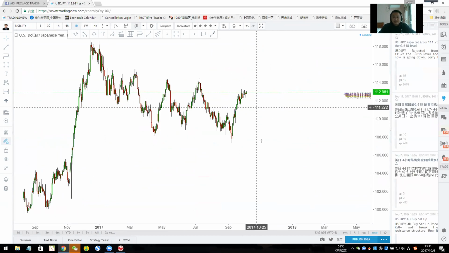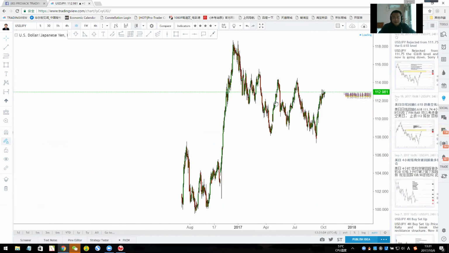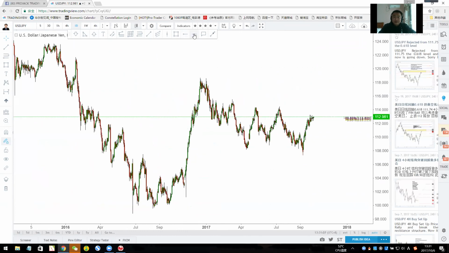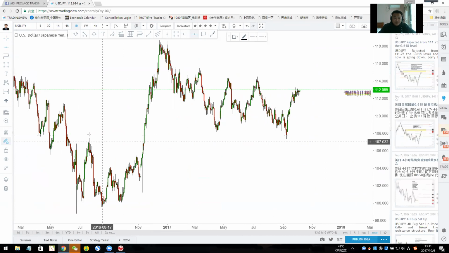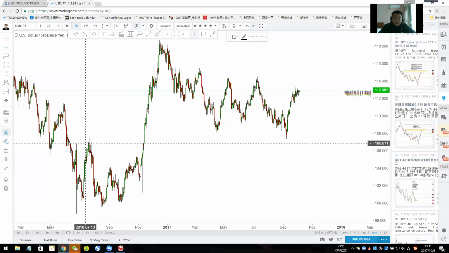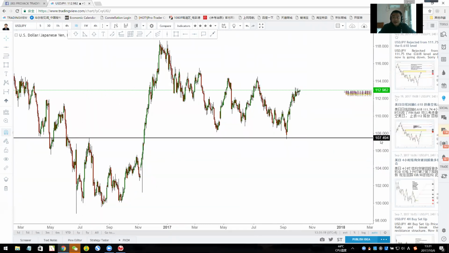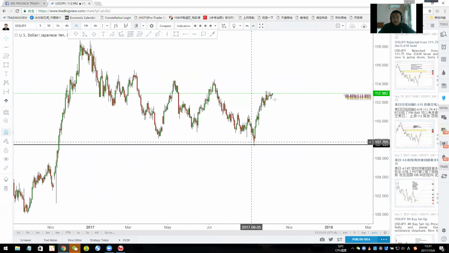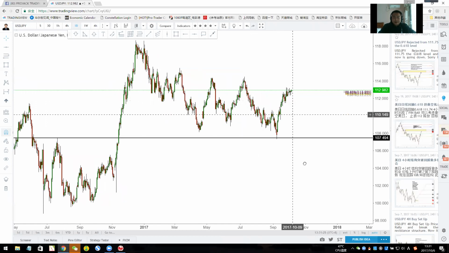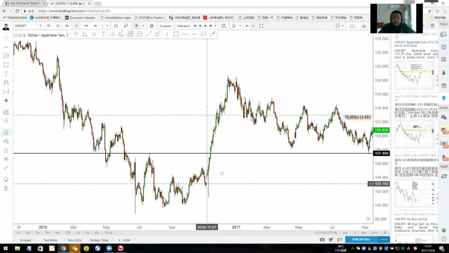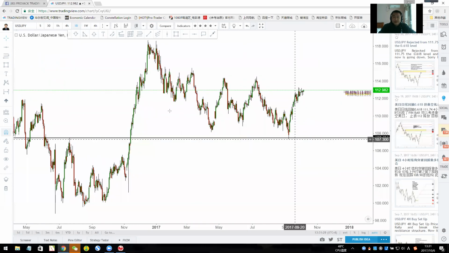The dollar yen is strong. If you are familiar with what I teach, the structure breakout trade, you can see here the dollar yen had a very, very nice buying opportunity at 107.49, right? And look at the rally. You already earned 500 or 600 pips. This is a double bottom neckline, pulled back to here.